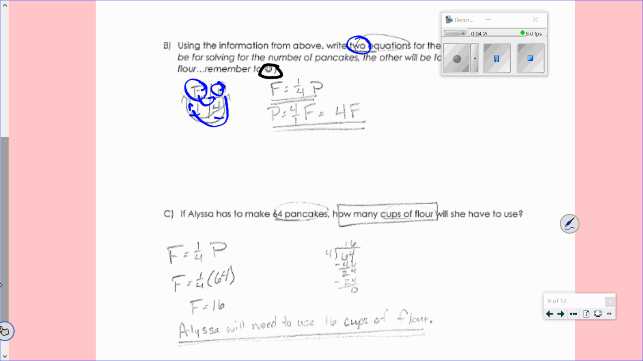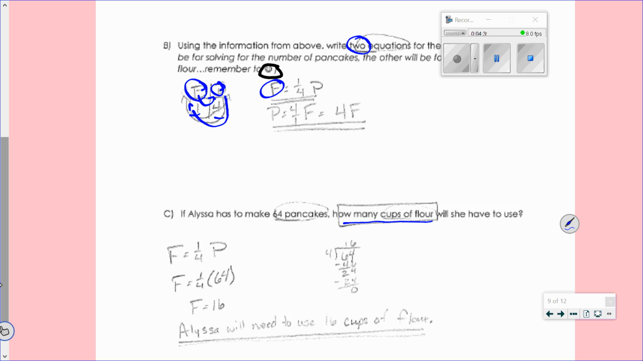So just be aware, it's going to be different. Understand how to use it. So once I've identified what I'm solving for, that's going to tell me which equation I use. So in this case, how many cups of flour? So I need to use this one because I don't know my cups of flour.